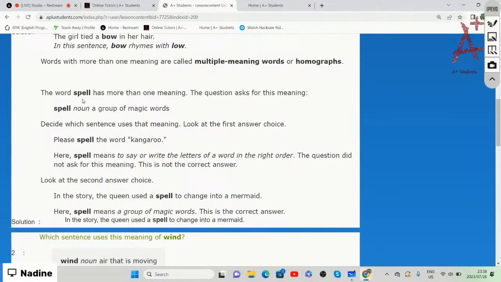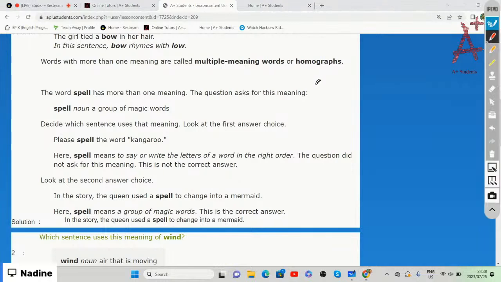All right, so over here it says the word spell has more than one meaning, right? So the question asks for this meaning. Spell is a group of magic words, right? And we made an example of Cinderella. If we know the story of Cinderella and how she changed from a maid with rags to a beautiful princess, that was all because of the spell, the magic words, right?